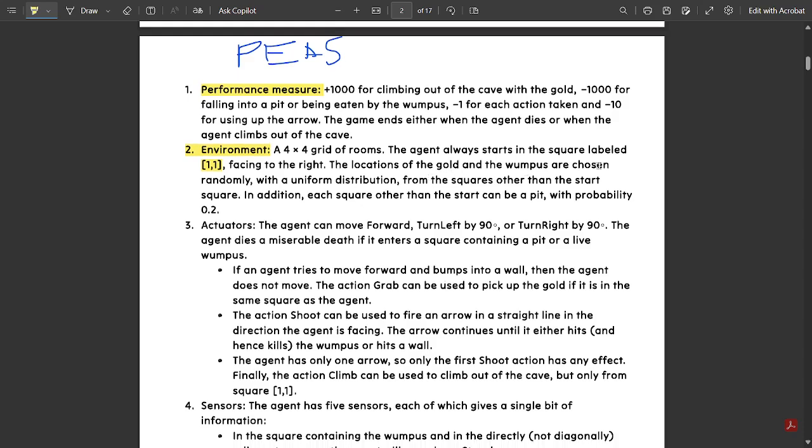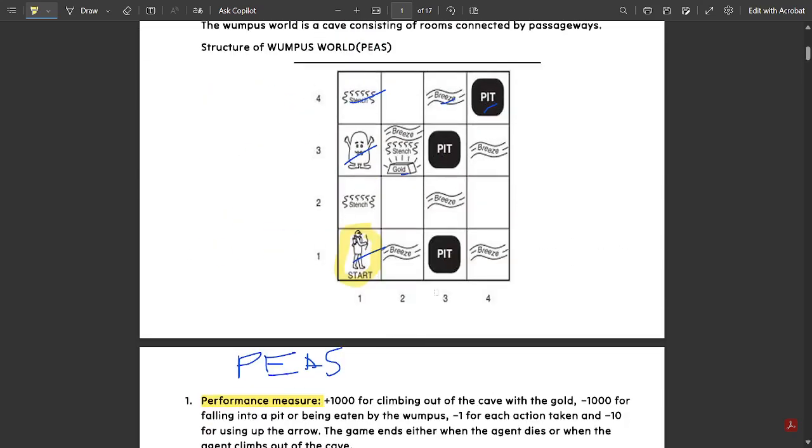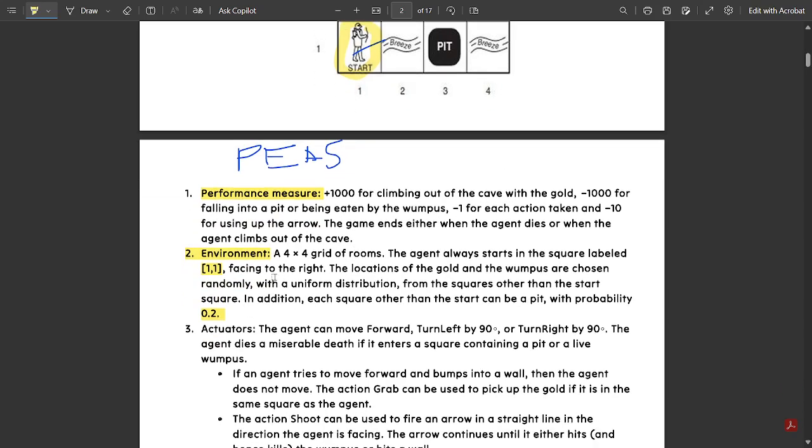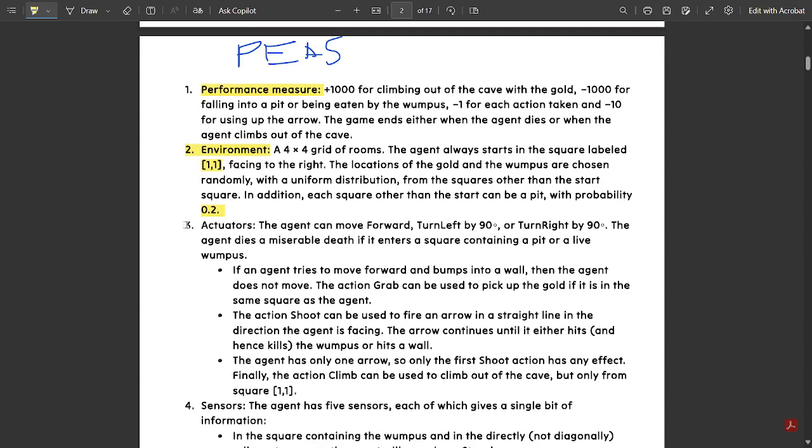The locations of the gold and the Wumpus are chosen randomly. The location of the gold and Wumpus in that grid are chosen randomly, that is, it doesn't have a fixed location. It can be kept in any random position, with a uniform distribution from the squares other than the start square. In addition, each square other than the start can be a pit with probability 0.2. So this is the complete environment state.